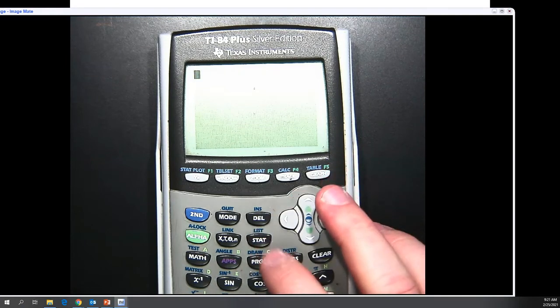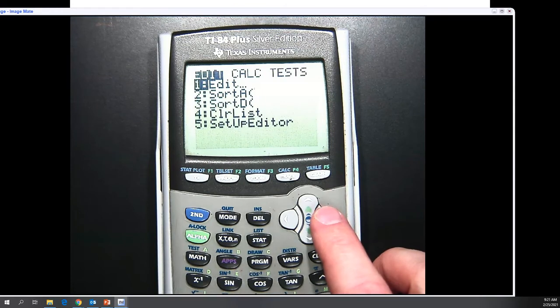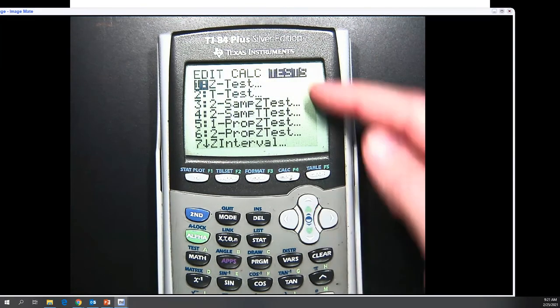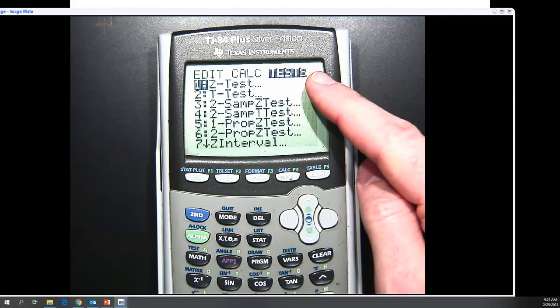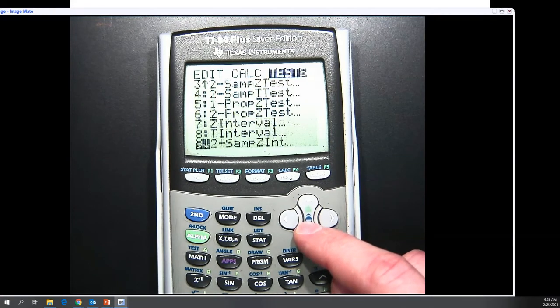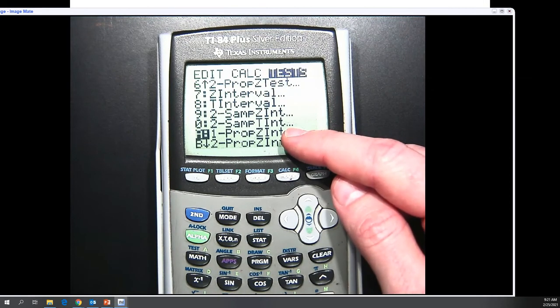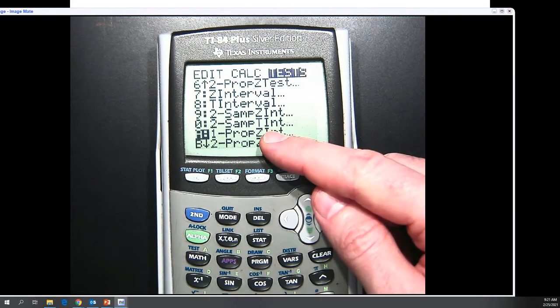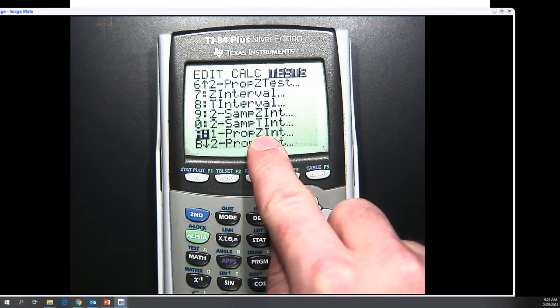You're going to hit the stat button on your calculator. Then you're going to go over to tests. So stat and then tests. And what we're going to look for is a one proportion interval. So let's go down till we find, there it is. One proportion Z interval. Z just stands for normal, but we're doing a one proportion confidence interval. That's what this is.